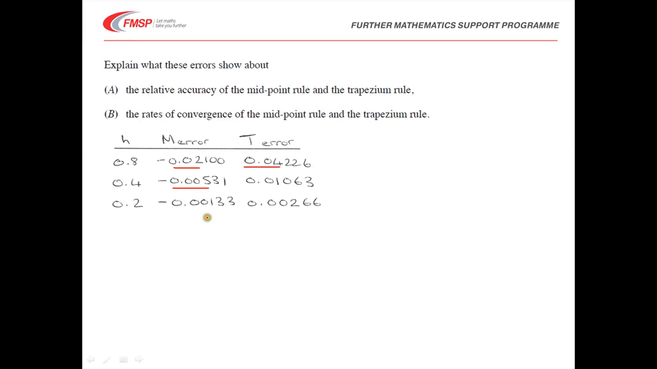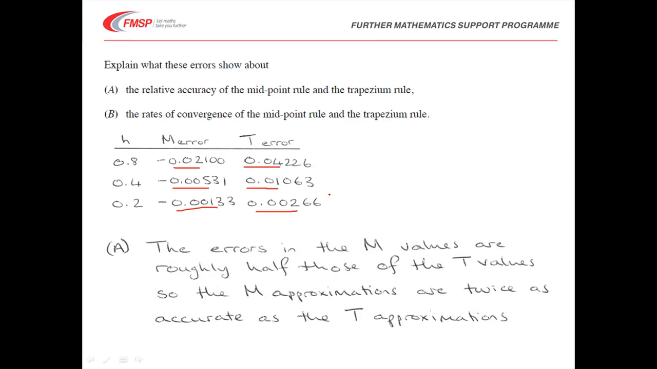Here it's about 0.005, and here it's about 0.01, and there it's about 0.001 and 0.002. The trapezium rule error each time looks like it's twice the size of the midpoint rule. Okay, so basically you say either the trapezium appears to be twice the midpoint, or the midpoint, in this case I've written down half of the t-values, so the midpoint rule approximations are twice as accurate as the trapezium rule.